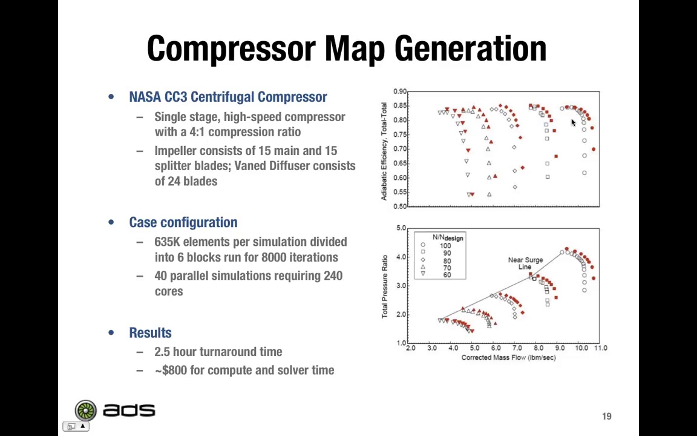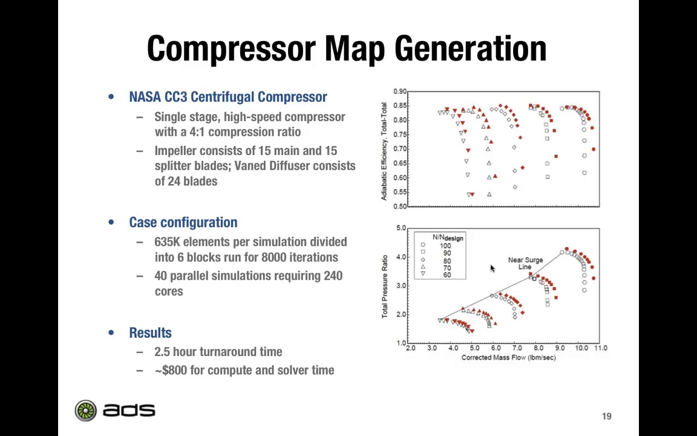What we've done here is we've generated a compressor map for this NASA CC3 centrifugal compressor stage. It has both an impeller and a vane diffuser. Each of the red points here represents one case that was run, and each of the cases consisted of 635,000 elements. And we divided each of those restart files into 6 blocks and ran them for 8,000 iterations each. In total, to get this entire compressor map, it required 40 simulations and 240 cores.